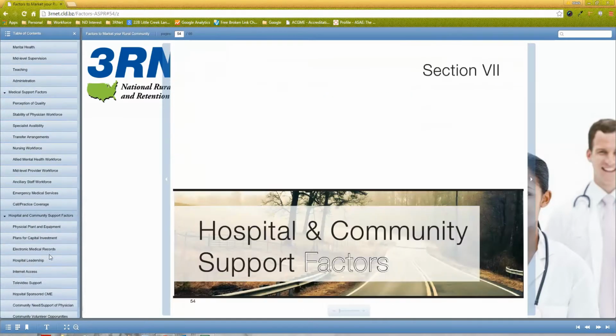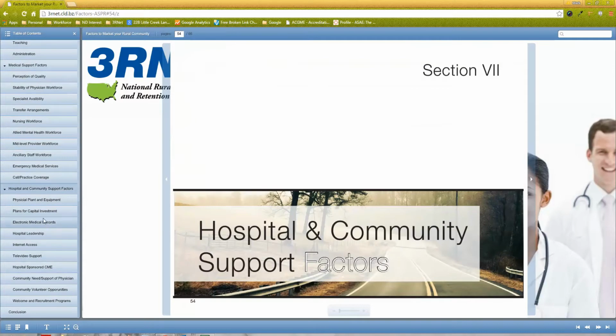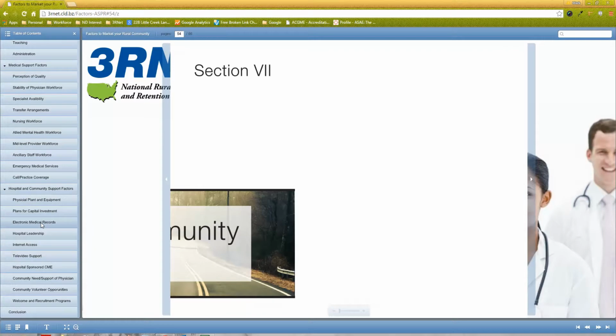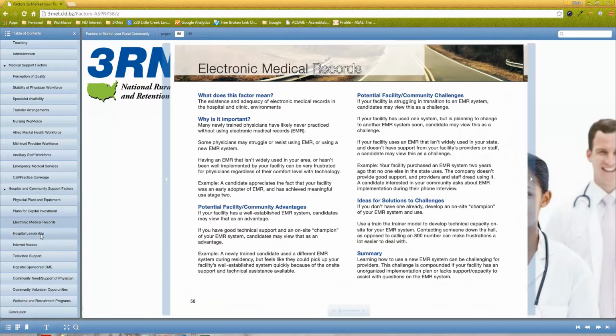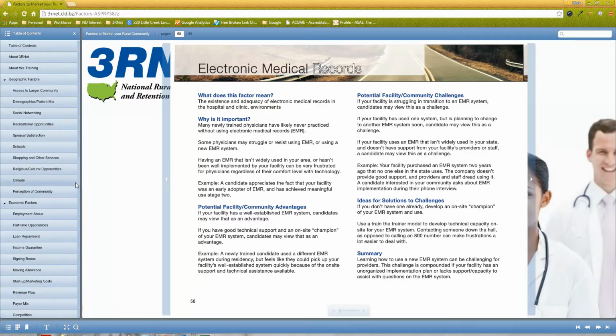And then the last class of factors here is hospital and community support factors. So things like your electronic medical records, your hospital leadership, your physical plant and equipment, and everything like that. So you can see how the book is set up. Like I said, it really is still in draft form, as we're calling it, but we think the information here is really good, but we're calling it a draft because we want to keep adding to it.